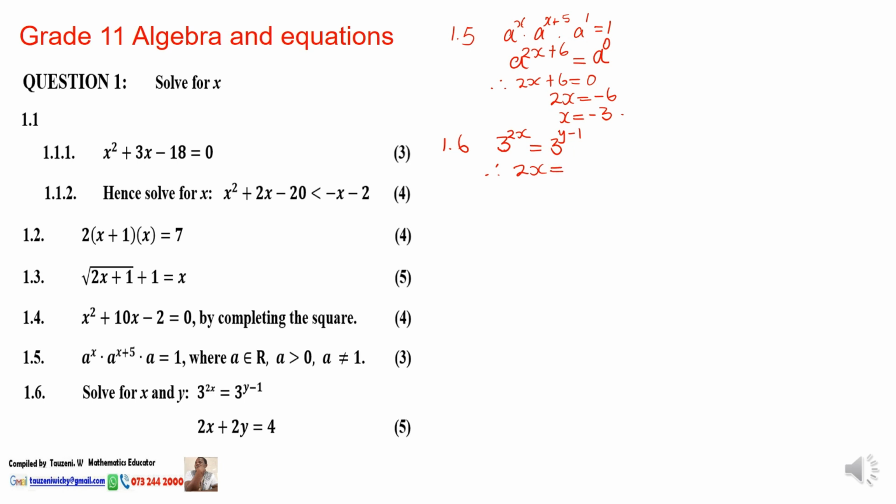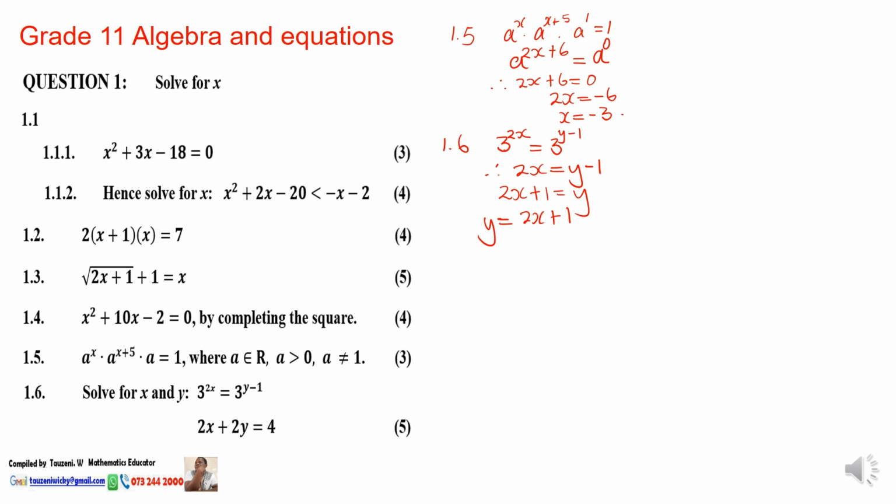So 2x is equal to y minus 1. Number 1.6, I'm dealing with simultaneous equations. So simultaneous equations I can solve by substitution, or I can solve by elimination method, depending on what type of equations I have. So in this case, I can use either of the two. I'm going to now make y the subject of the formula. That will be 2x plus 1 is equal to y, or if I want, I can start by writing y is equal to 2x plus 1.